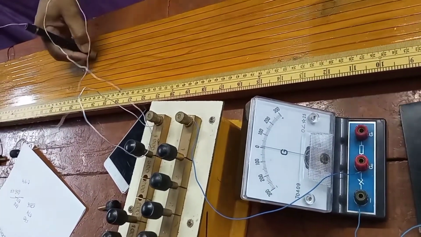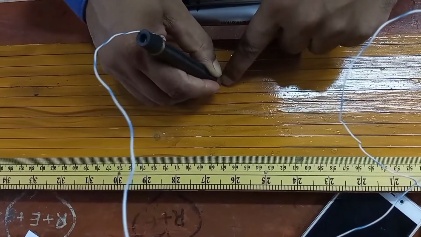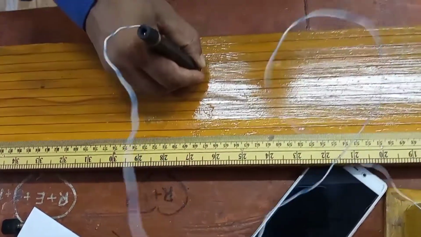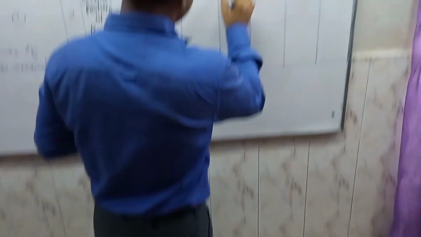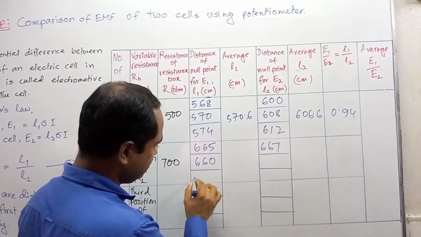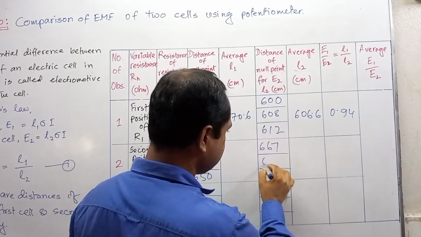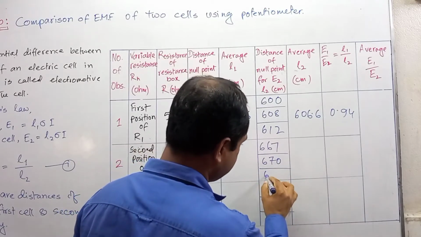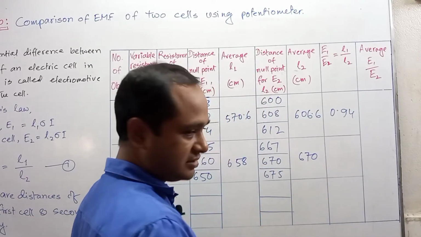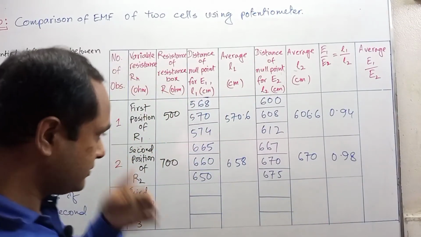Right, here is the zero deflection. So 1 2 3 4 5 6, 600, and the length is 667. Dear student, the value is 667. Our next readings are 660 and 650. For the second cell it was 670 and 675. And after that 658 and 670. So the ratio of these two values will be 0.98.